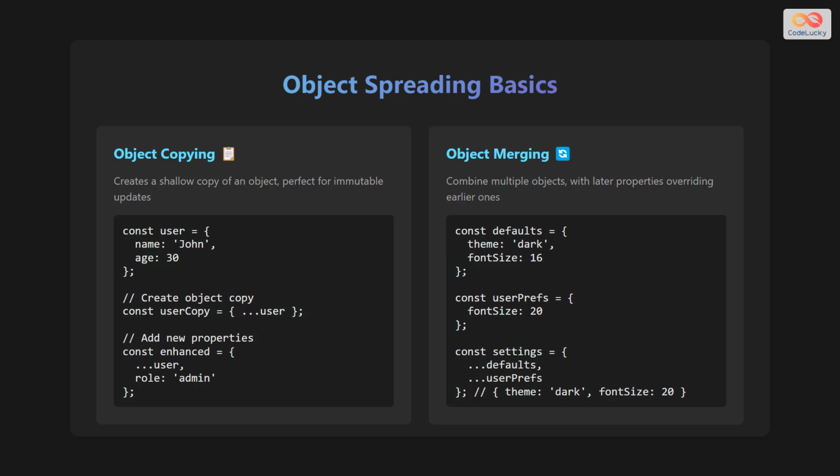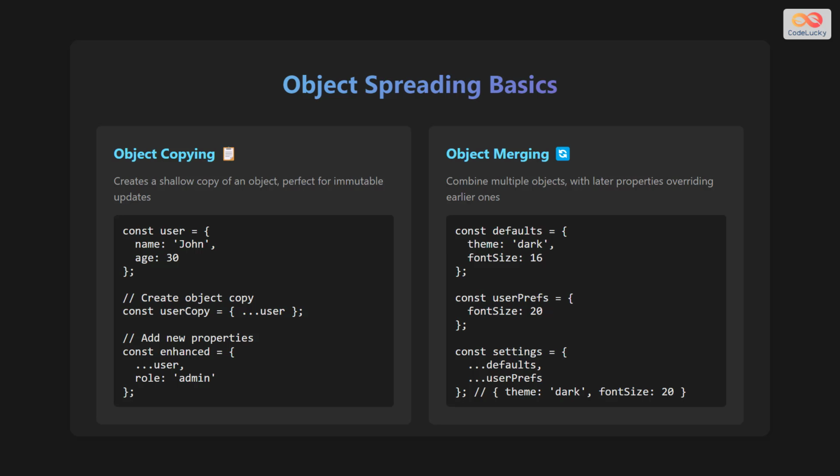Now let's shift our focus to the object spread operator. Object spreading is very useful when copying or merging objects. It allows you to create a shallow copy of an object, which is particularly handy for updating objects in an immutable way. Let us see how it works with the following example.